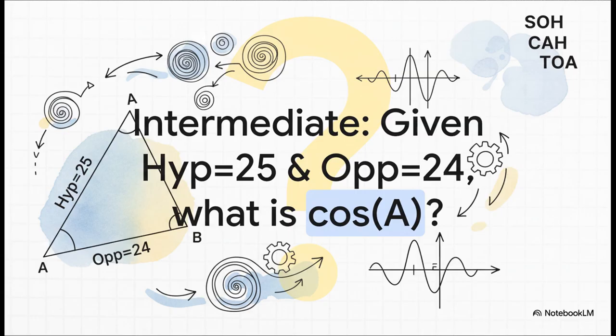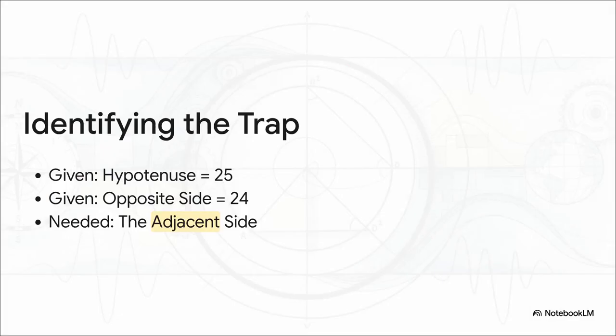Okay, let's turn up the heat just a little bit. For this problem, we're given the hypotenuse, which is 25, and the opposite leg for angle A, which is 24. And they're asking us to find the cosine of A. See the little trap they've set for us here? So let's take stock. We have the hypotenuse, it's 25. We have the opposite side, it's 24.